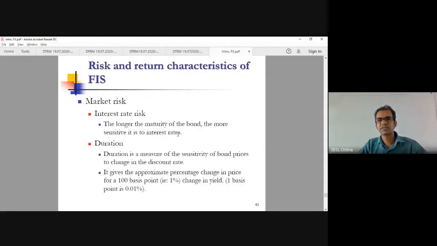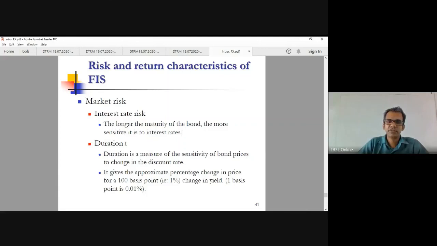You can do this exercise by yourself as well. Take some hypothetical bonds and do the calculation. The longer the maturity of the bond, the more the sensitivity to interest rate. For the same change in the interest rate, longer maturity bonds' prices would change by a larger amount. It may increase or decrease depending on the interest rate movements, but by a large amount.